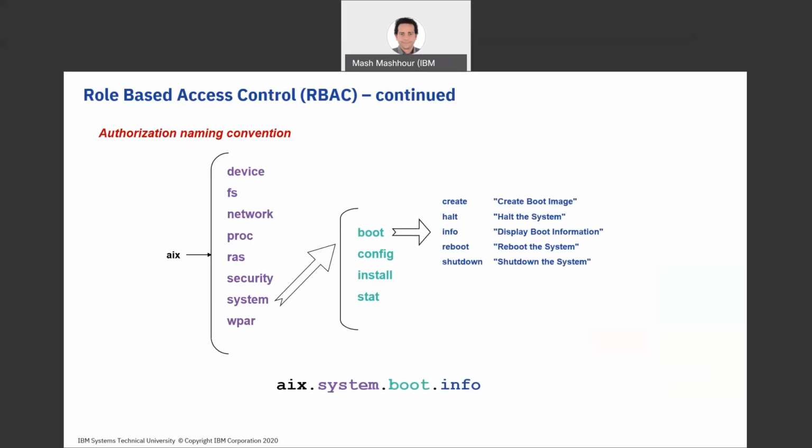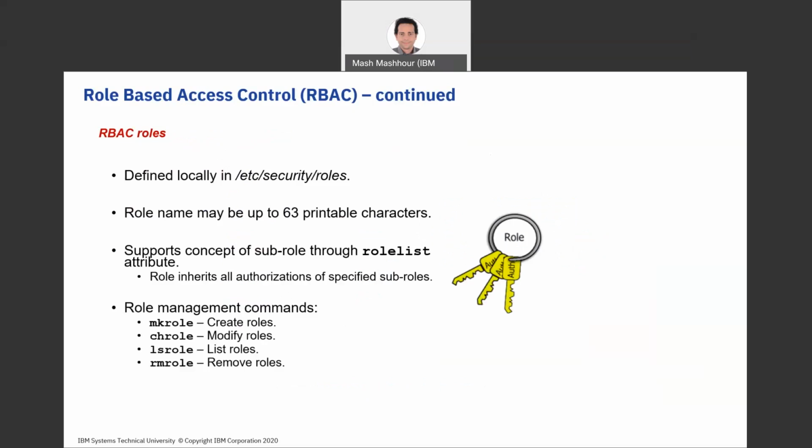So this is an example, AIX.system.boot.create or .info or .halt or .shutdown. So those are ready-created authorizations. Regarding the roles, they are defined in the AIX security roles file.